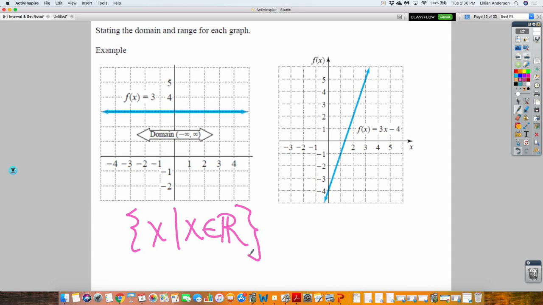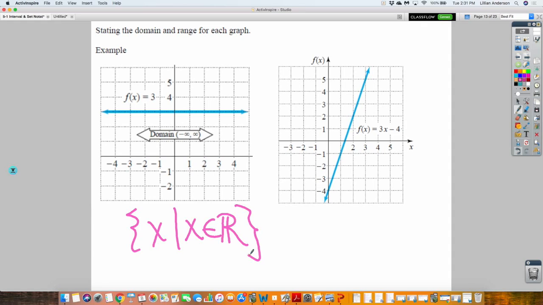Now range represents your Y's. So domain is X, range is Y. That's why it's always domain and range, never range and domain. It doesn't sound right. Range is your Y's. Now this is a horizontal line. What's my Y value? My Y value is 3. Now there's a downside to this. You cannot write 3 in interval notation. But you can write it in set notation.